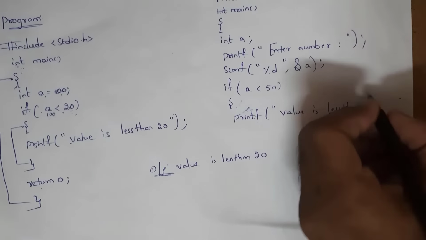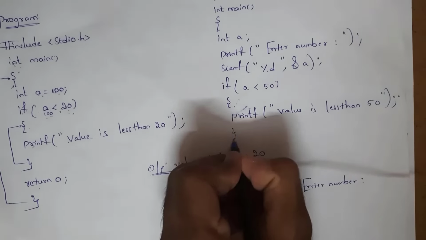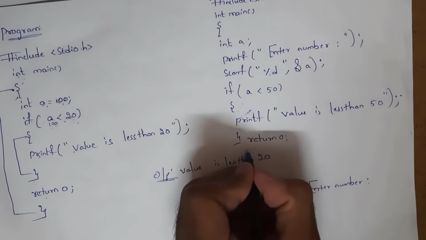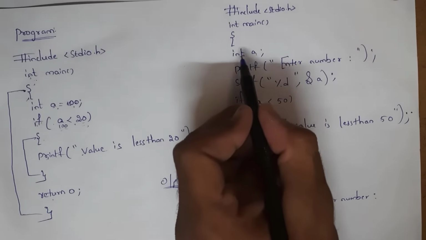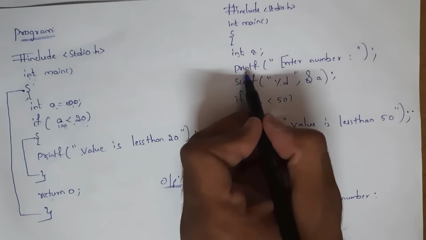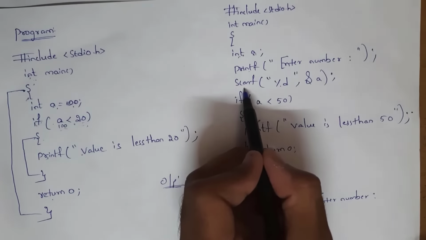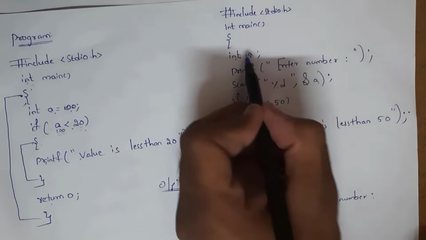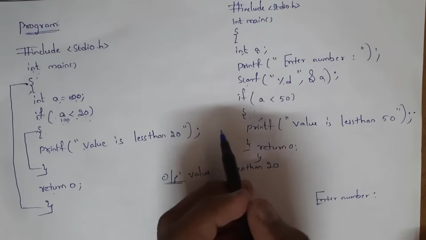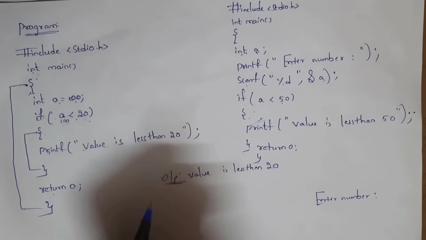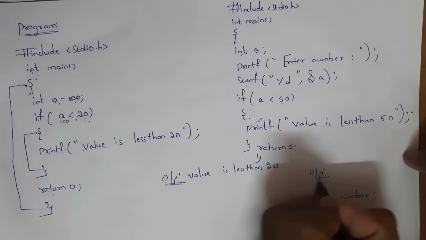Value is less than 50. Close double quotations, semicolon, close bracket, return 0. Because I am using int main here, you need to write return 0. So close the main function. C program. At first I wrote int a and I did not initialize any value. I will give the value after executing the program by using scanf. So I just wrote printf "enter number", and by using scanf I can enter any number, and this number will be stored at the address of a. That is, this number will be stored in variable a, and if the value of a is less than 50, then I should get the output as value is less than 50. So after executing the program I can see enter number.